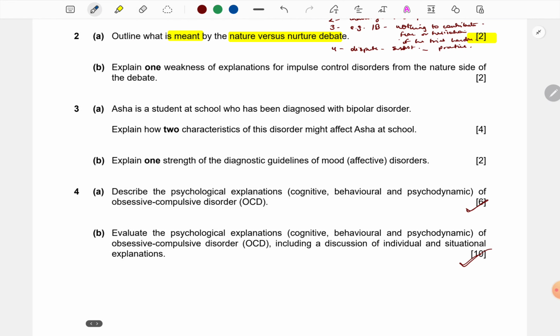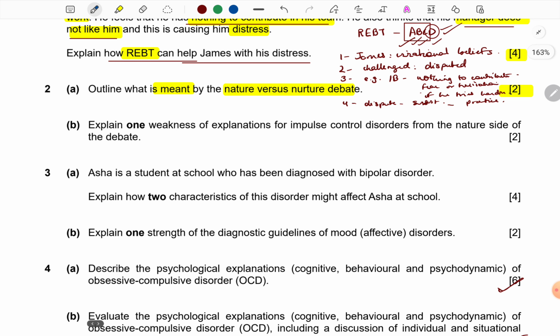Okay, if there's an A part, there's got to be a B part, so don't forget about it. Students just skip over it. 2B is: explain one weakness of explanations for impulse control disorders from the nature side of the debate. As I mentioned earlier, these are the type of questions coming up from this year. So you have to know strengths and weaknesses of issues and debates very well.